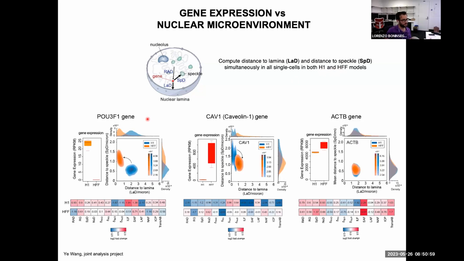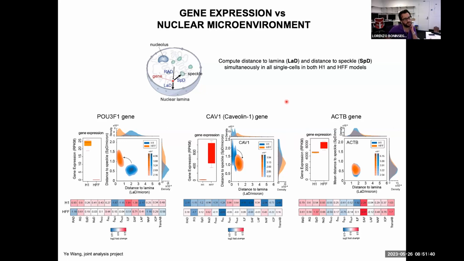In particular, we're looking, as I mentioned before, at how the distribution looks across the population in the distance to speckle versus distance to lamina space. You see that here, the 2 distributions are well separated in the space, whereas here, where the gene is upregulated in HFF, they tend to come closer, and there's also this very interesting double peak distribution. And then eventually for the ACTB gene, when the gene expression is pretty comparable, the two distributions overlap with one another.